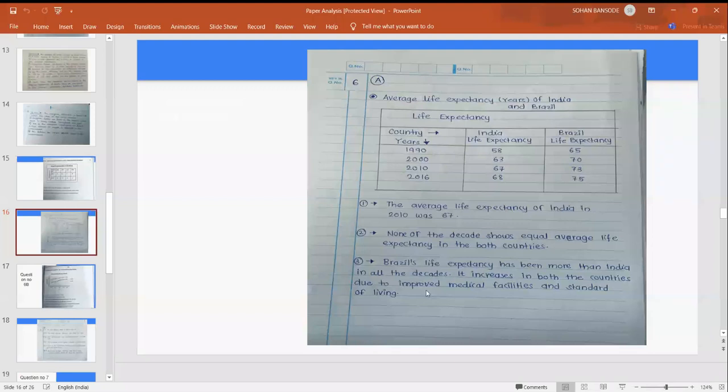So Brazil's life expectancy has been more than India in all the decades. It increases in both the countries due to the improvement of medical facilities and the standard of living. So this is all my thinking according to the average life expectancy which is provided in the above table.